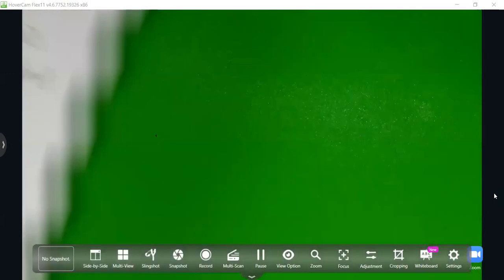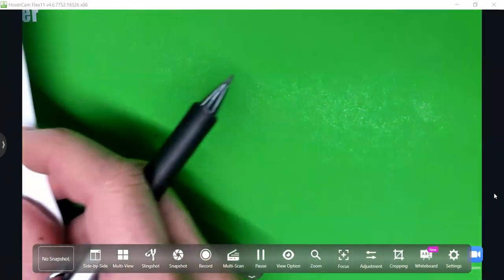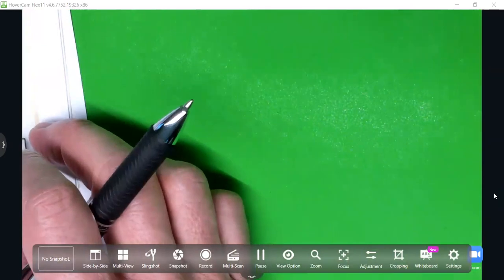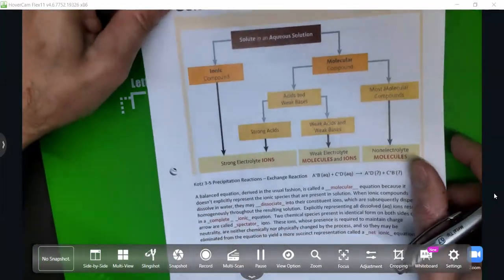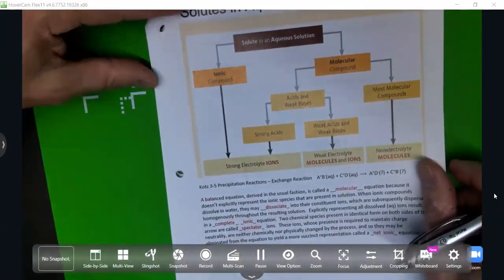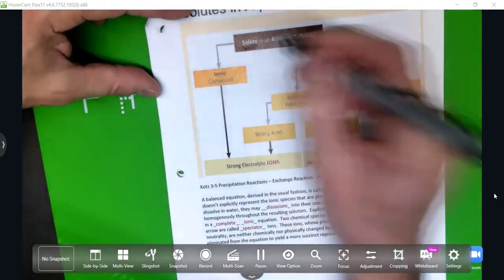Okay, so that's what we're going to continue with today. Try to be able to interpret those solubility rules, and in OWL, you can actually pump them up. Okay, so we have a table like this. I think this came right out of your book. Solute in aqueous solution. Solute, pretty much what's being dissolved.